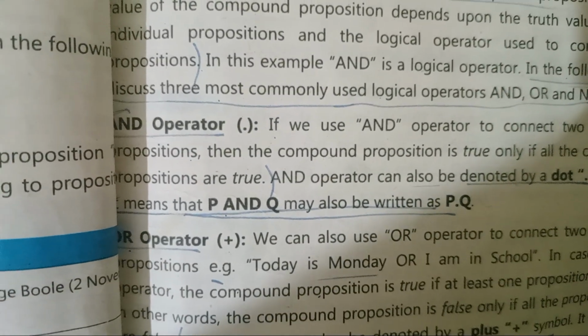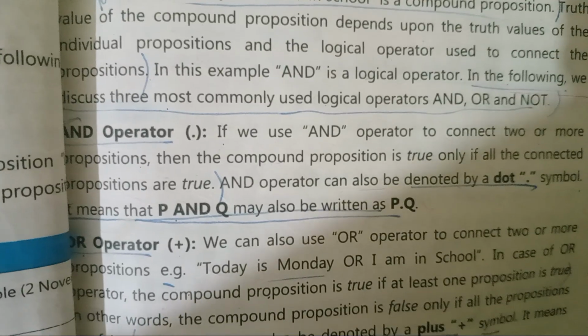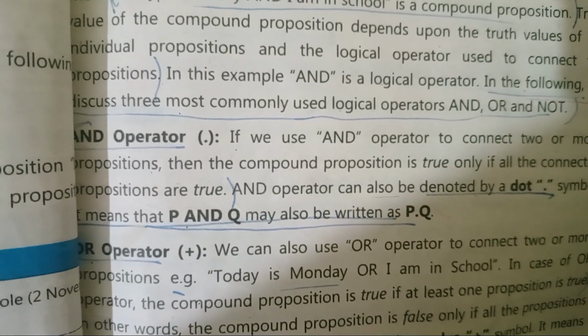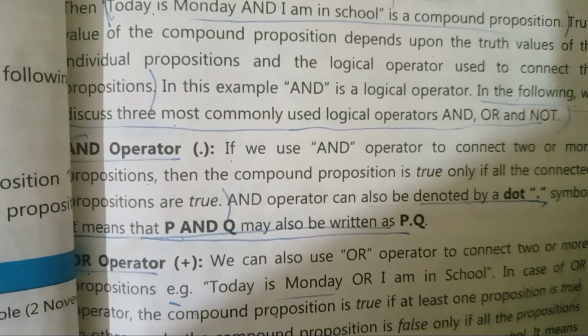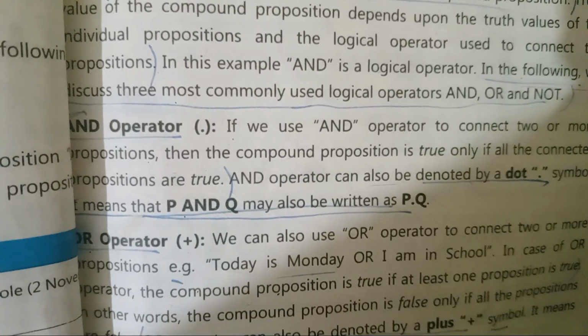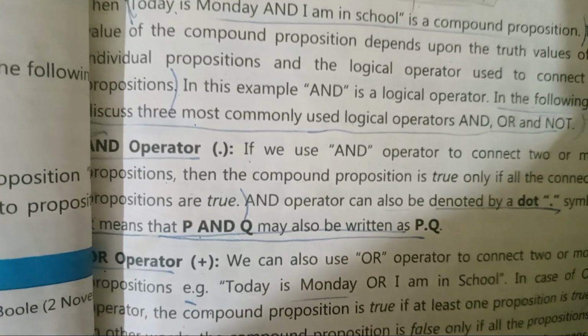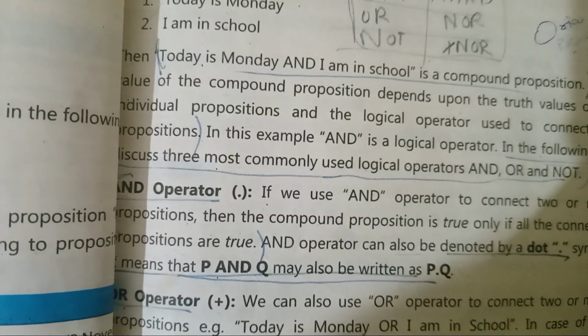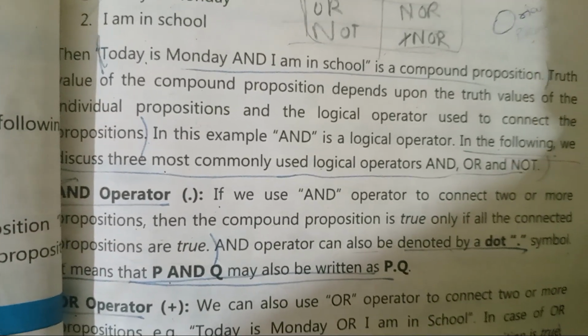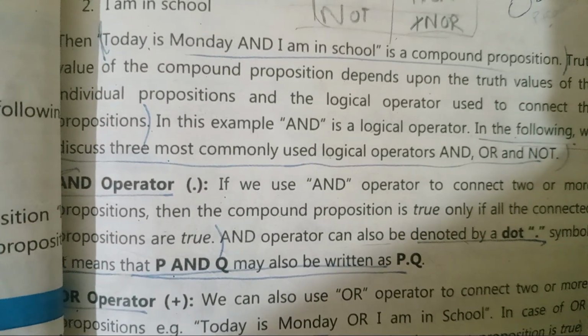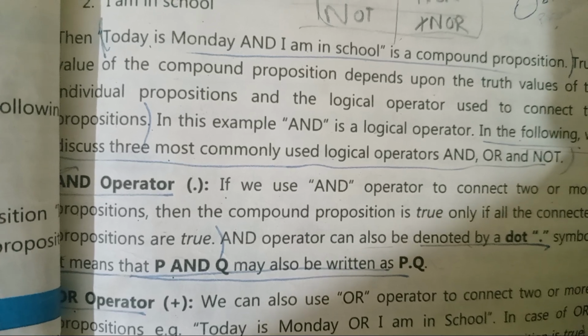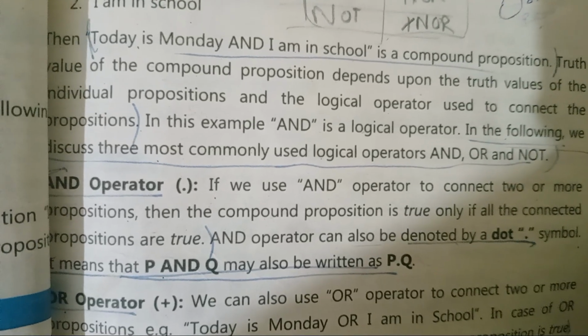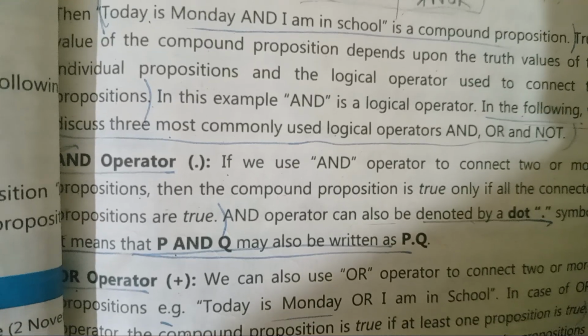There are three types of operators. Number one is the and operator. The and operator is used for multiplication, right? If we use the and operator to connect propositions, then the compound proposition is true only if all the connected propositions are true. That is called the and operator.